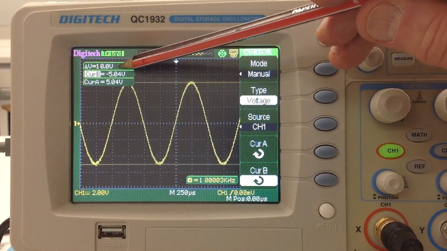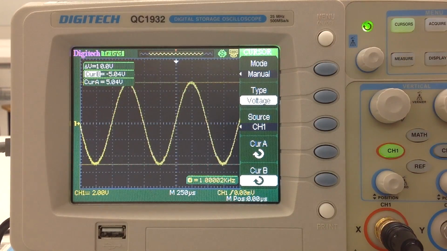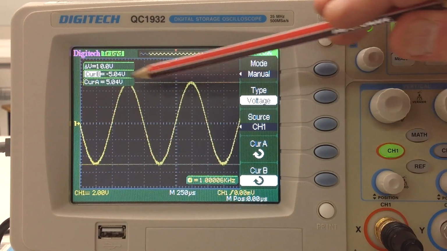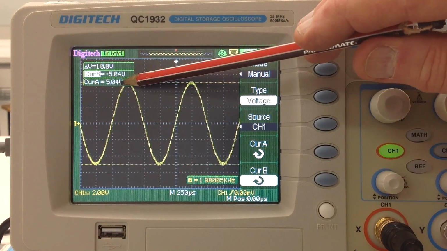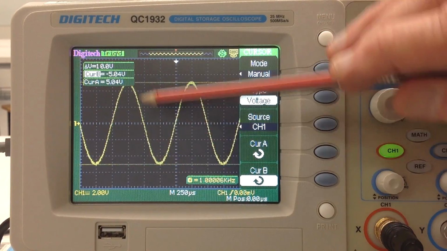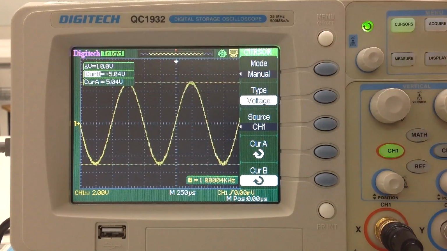And we're losing a bit with round-off error there. The oscilloscope's only good to about 2 or at most 3 significant figures. So there is a measurement of voltage, and I can read the maximum voltage of that trace: cursor A is plus 5.04 volts. The minimum voltage is minus 5.04 volts, which is cursor B.